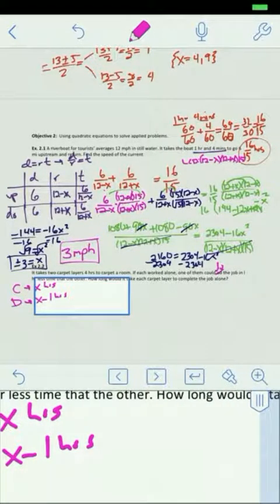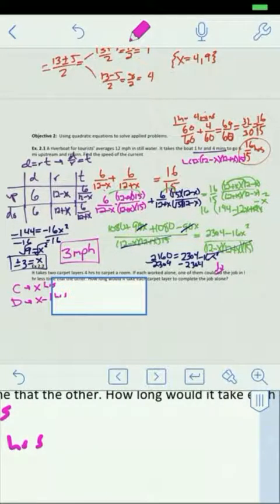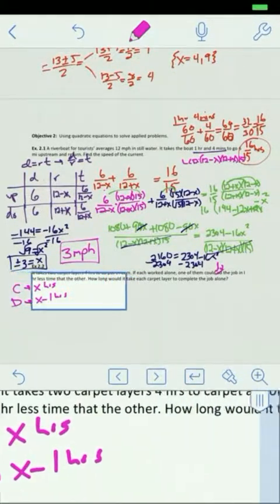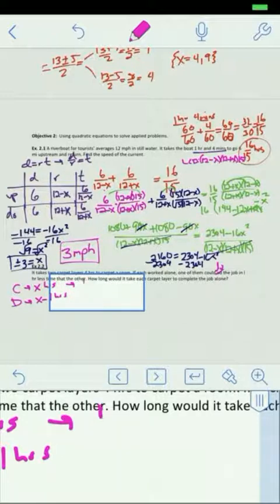Remember, if you can do a job in a certain amount of hours, then that's the same thing as your work rate being 1 over however many hours you do, right? So if Carla could do it in 3 hours, her work rate would be 1/3. If Dan can do it in 8 hours, his work rate would be 1 over 8, right? So in this case, Carla's work rate is 1 over X, and Dan's work rate is 1 over X minus 1, right? So that's the work rate.